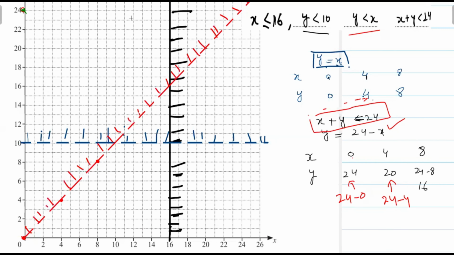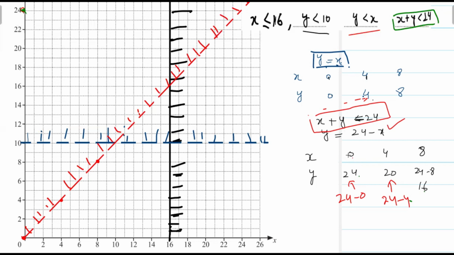Next is the line x plus y less than 24. To draw this inequality, we first take some values of x, draw the line, and against these values we will calculate the value of y. Look here, the values of x are 0, 4, 8. The value of y we can calculate by using this formula, y equal to 24 minus x. When we put the values in this equation, we get 24 minus 0 is 24, 24 minus 4 is 20 because x here is 4, and when x is 8, we will write 24 minus 8.